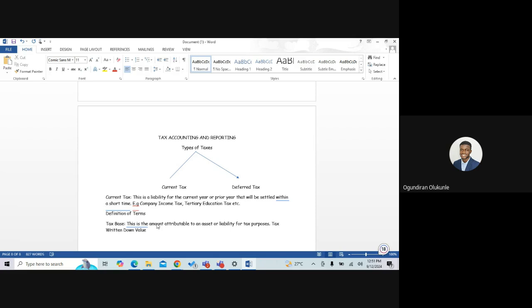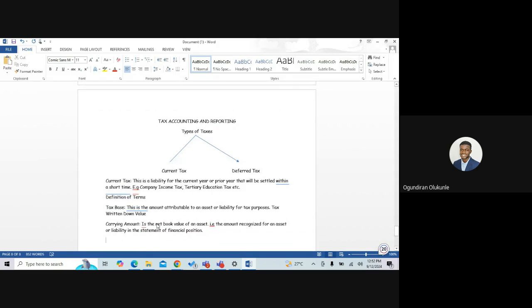Now, the next thing I need to explain is called carrying amount. I'm sure everyone in this class knows that carrying amount is the net book value of an asset. That is the amount recognized for an asset or liability in the statement of financial position. Is it clear now?